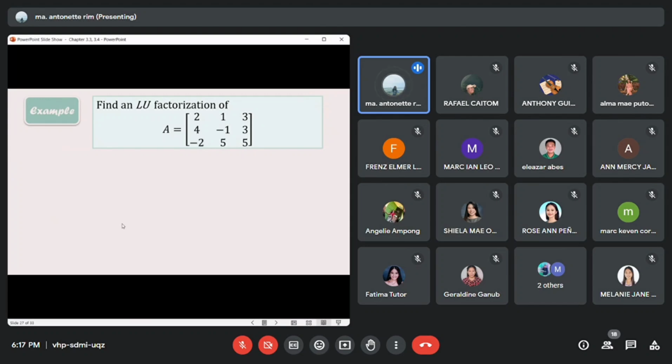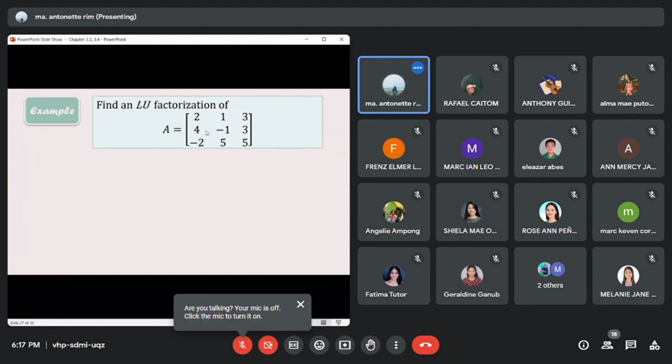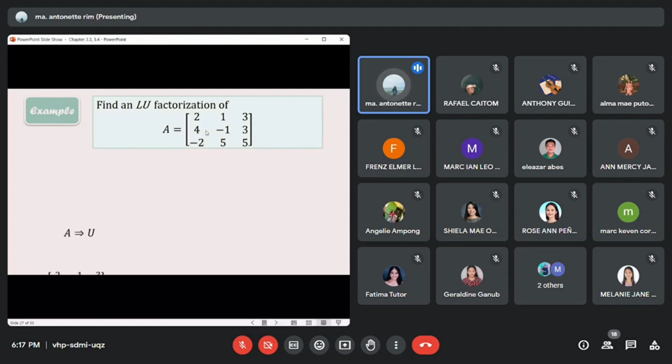Okay, so let's find the LU factorization of this matrix, the matrix I showed earlier: 2, 1, 3, 4, -1, 3, -2, 5, 5. Let's find the factors. Where do we start in finding the factors of this matrix? With a linear equation we can just take factors, but for this matrix we use LU factorization. The goal is first to transform A into U.